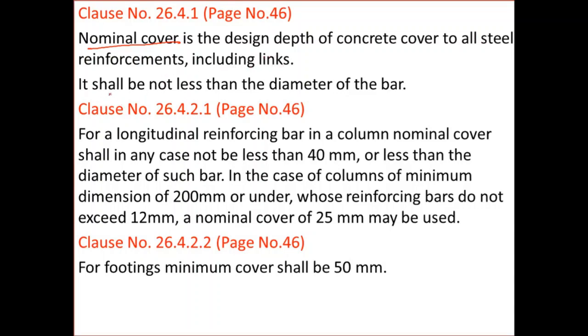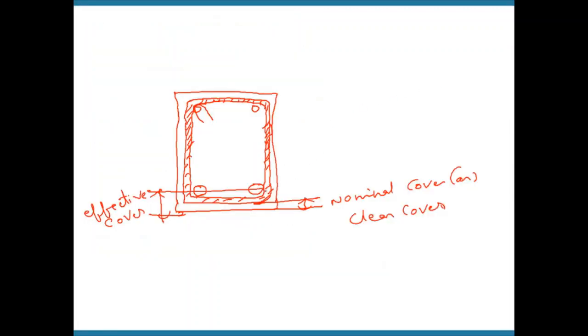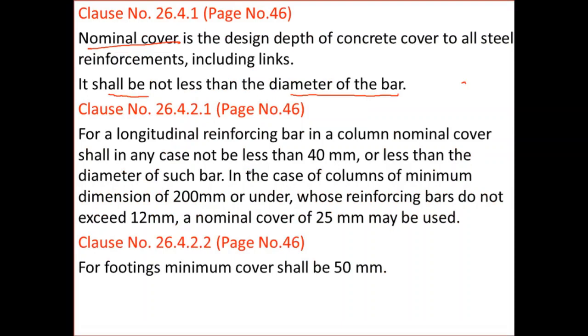And the condition is that in no case shall nominal cover be less than the diameter of the bar. Whatever bar diameter you have placed there, the nominal cover should not be less than the bar diameter. Okay, that's the condition. Then see the next one. For a longitudinal reinforcing bar in a column, nominal cover shall in any case not be less than 40 mm or less than the diameter of such bar.